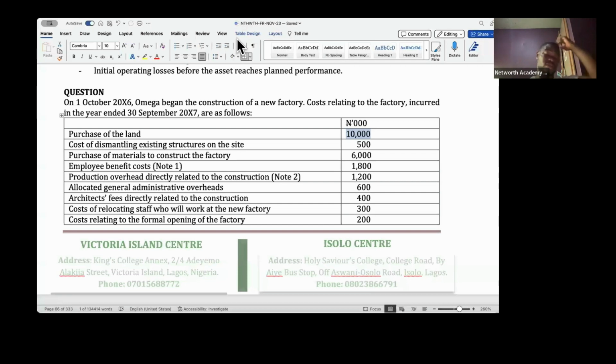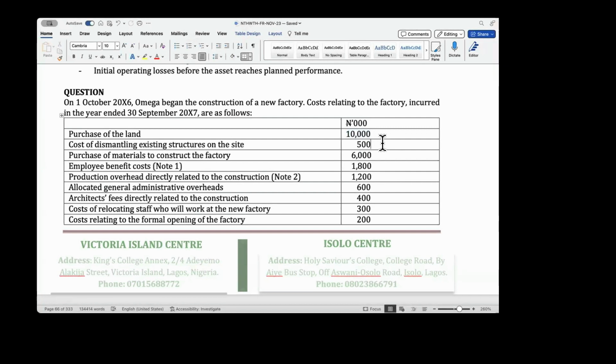I need you to participate now, please. Don't just hang on there. Yes. Okay, that will be added. The next one is cost of dismantling existing structure on the site. Will that be added? Yes. Okay, that's correct.